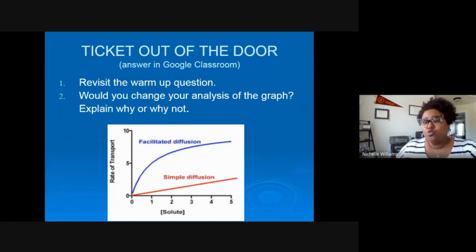Remember, you had to come up with a conclusion based on what you saw. So on your warm-up, you came up with the conclusion and you came up with a title. So now that you've learned a little more about passive transport and you've learned about diffusion and osmosis, would you change your analysis of the graph? And you have to explain why or why not. If you would not change it, you would leave it the same, then why would you leave it the same? What do you feel was right about it? And if you would change it, then why would you change it? What changed your mind? What is different? Or what insight did you gain from what we did today that will make you change your response?